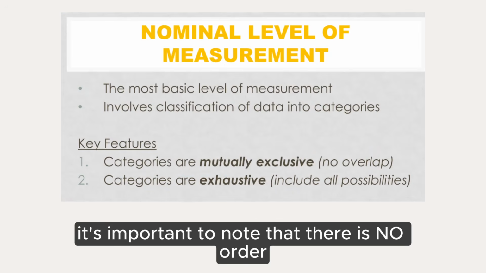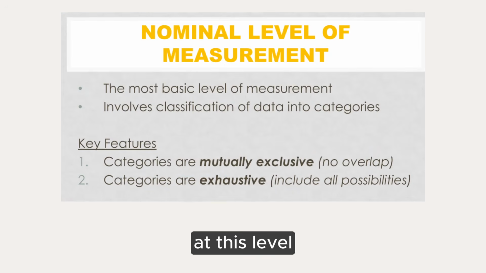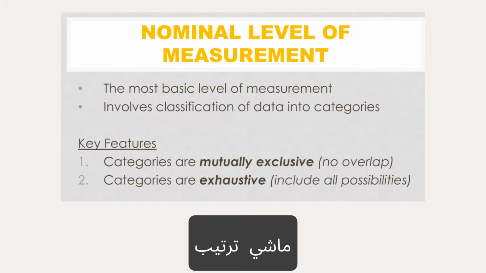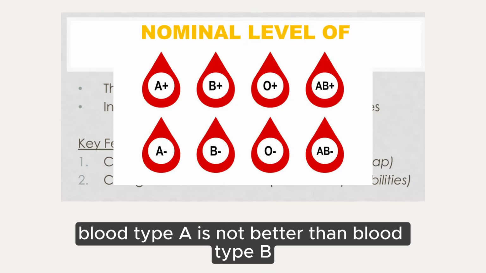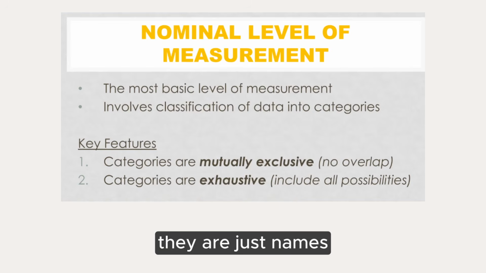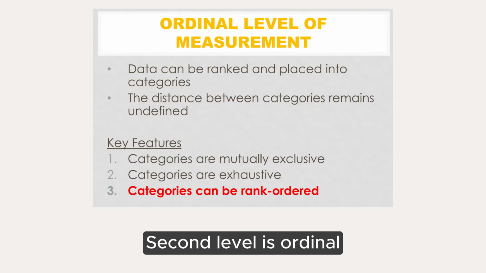It's important to note that there is no order at this level. Male is not higher than female. Blood type A is not better than blood type B. They are just names. Second level is ordinal.